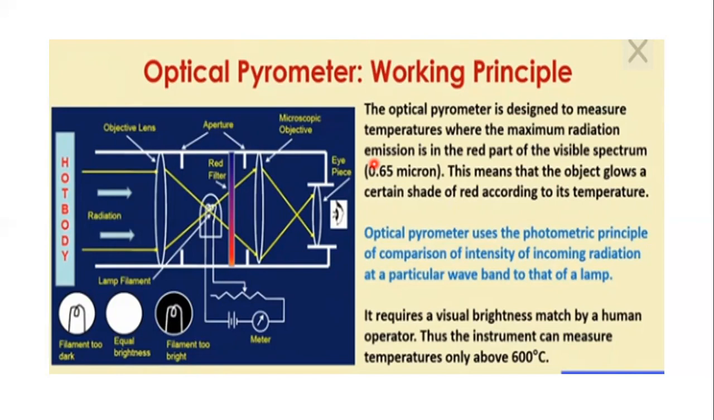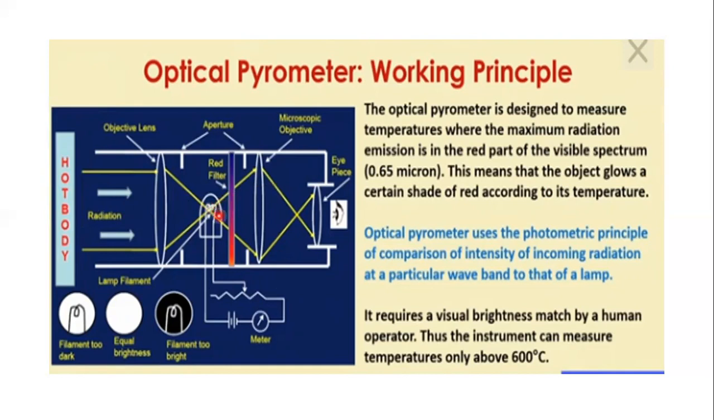Okay, so this is an optical pyrometer. You can see here a hot body is placed here. We can produce an image of this hot body by using this arrangement. An image of this radiating source is produced by a lens and made to coincide with the filament of an electric lamp.